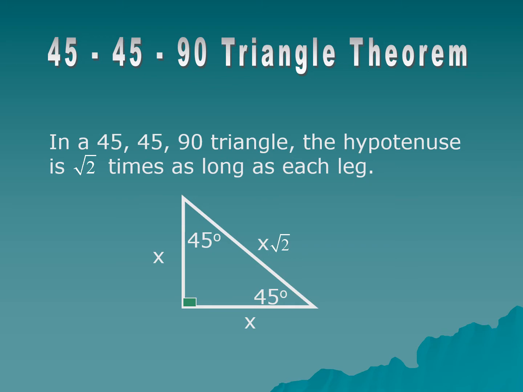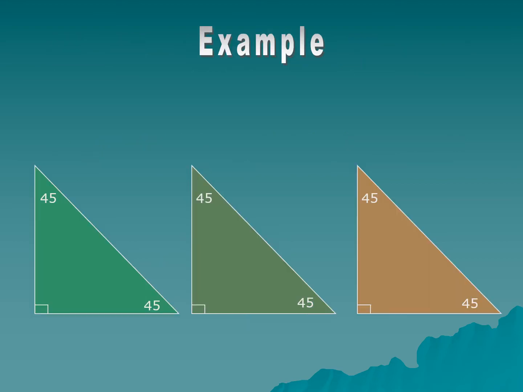The two legs are always going to be the same. That's why they're labeled x and x. And the hypotenuse is going to be the same, x, but it also has a square root of 2 next to it. Let's go ahead and do a few examples of the 45, 45, 90 degree triangles. Starting off with the first one on the left.